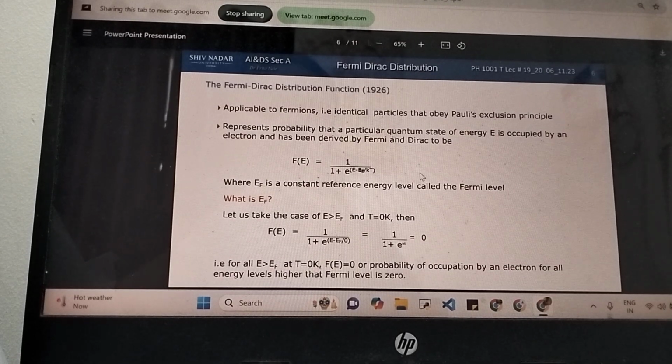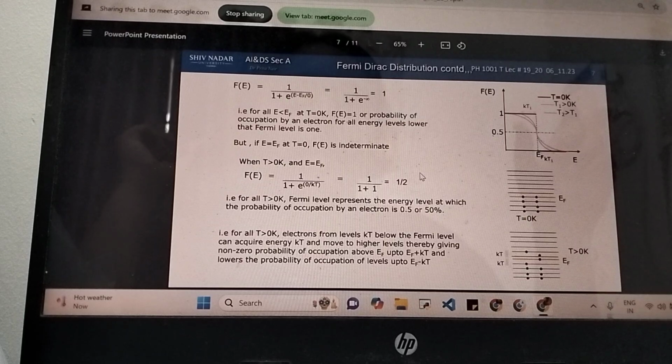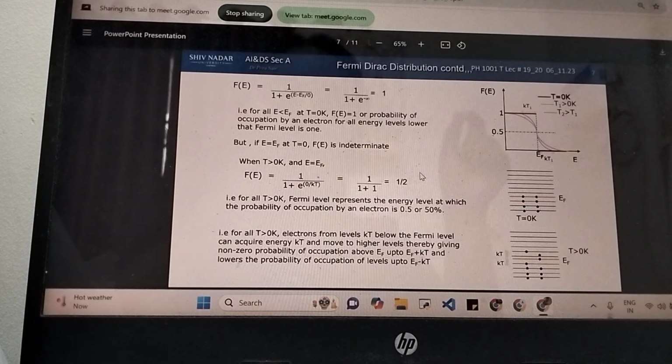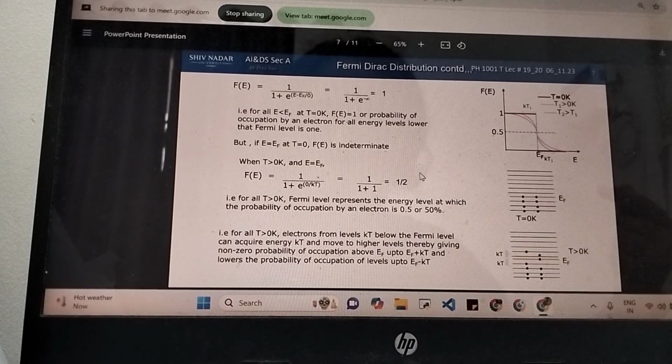And how is it defined? It is defined differently for 0 Kelvin and for any other temperature. At 0 Kelvin, it is the highest possible energy level which can be occupied. Meaning anything above it cannot be occupied, anything below it must be occupied. And at any temperature greater than 0 Kelvin, EF is that level which has probability of occupation to be 0.5. So you take a particular level and the probability that this level is occupied by an electron is exactly 50%, then that is your Fermi level.